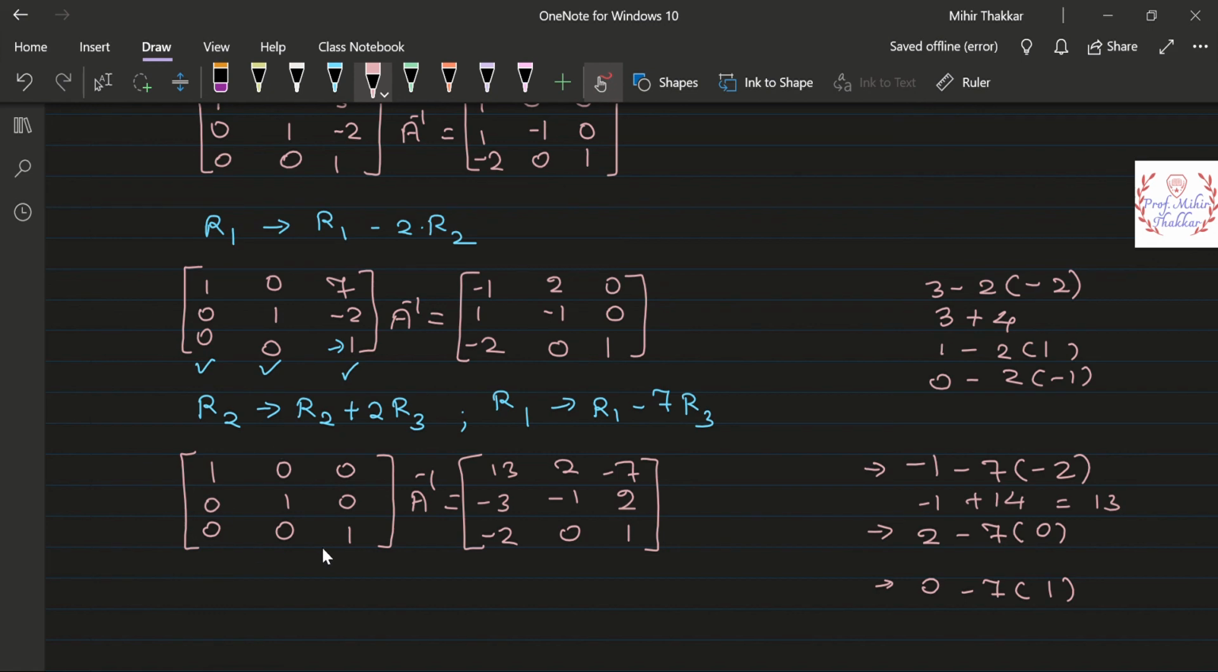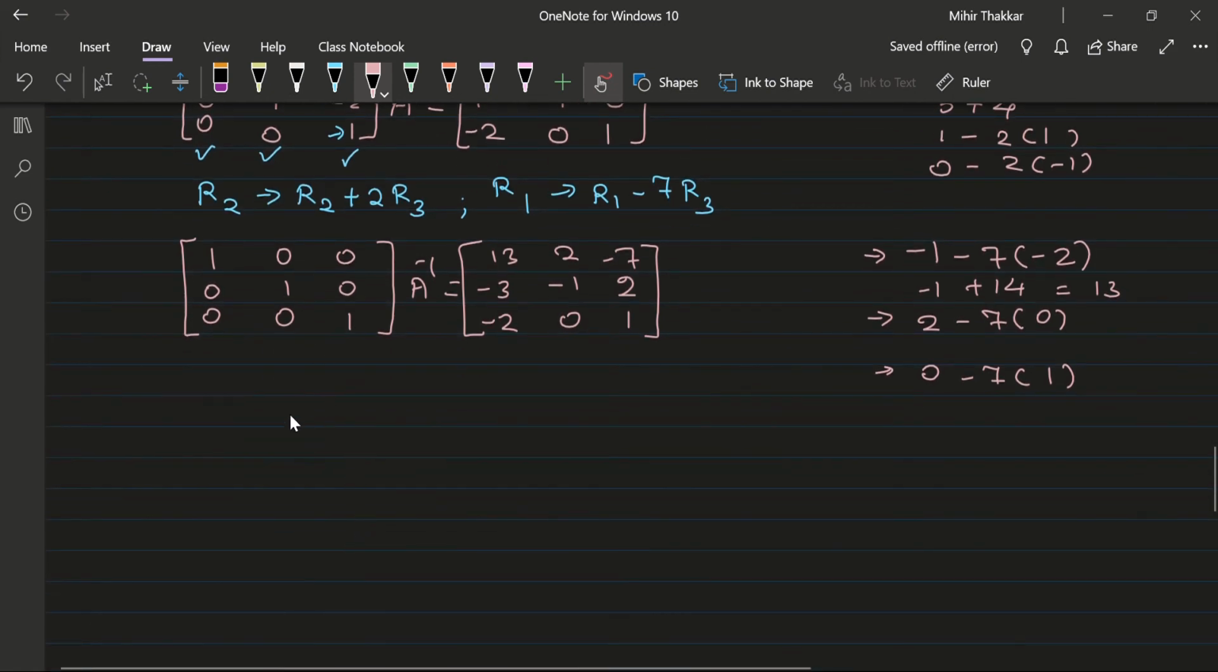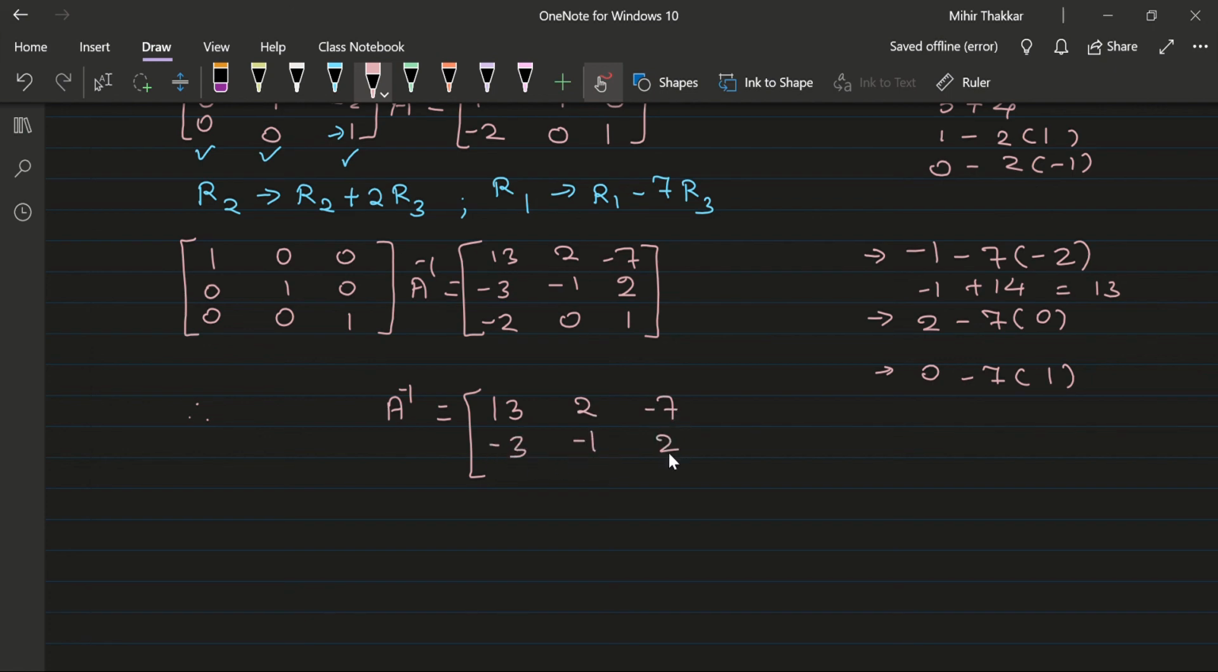So this has been converted into identity matrix. So I into A inverse is just A inverse, and that is equal to 13, 2, negative 7, negative 3, negative 1, 2, negative 2, 0, 1.